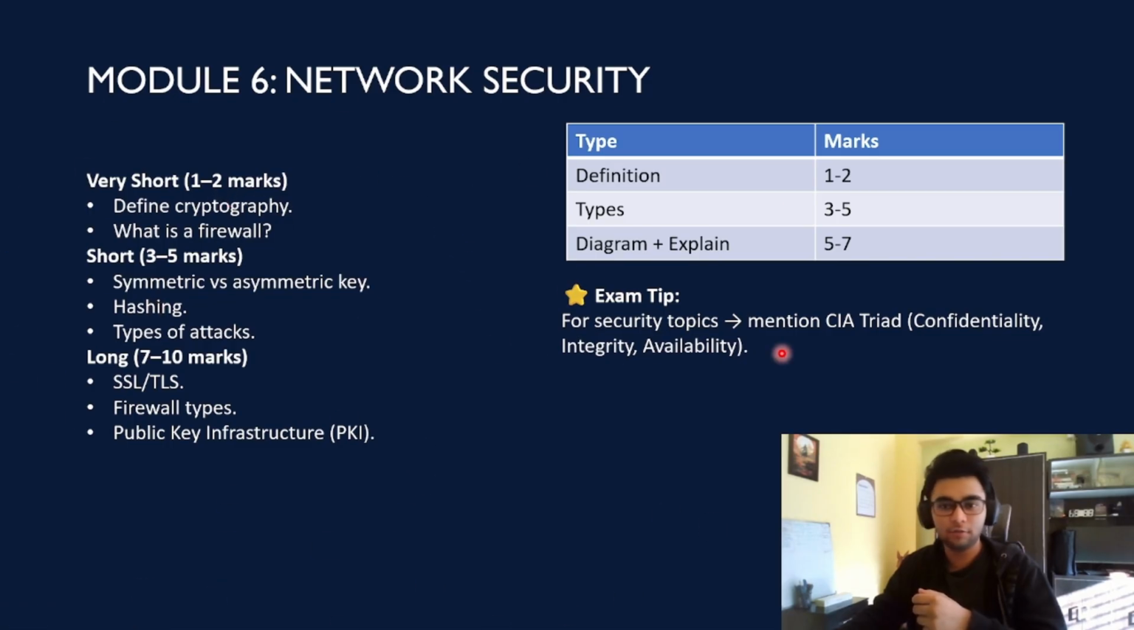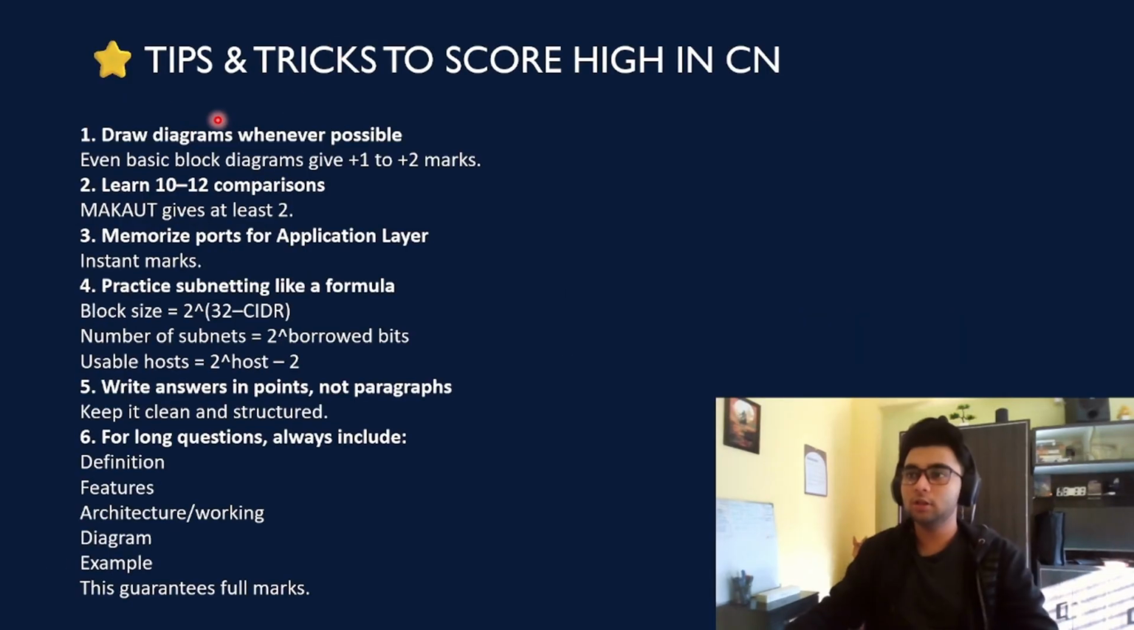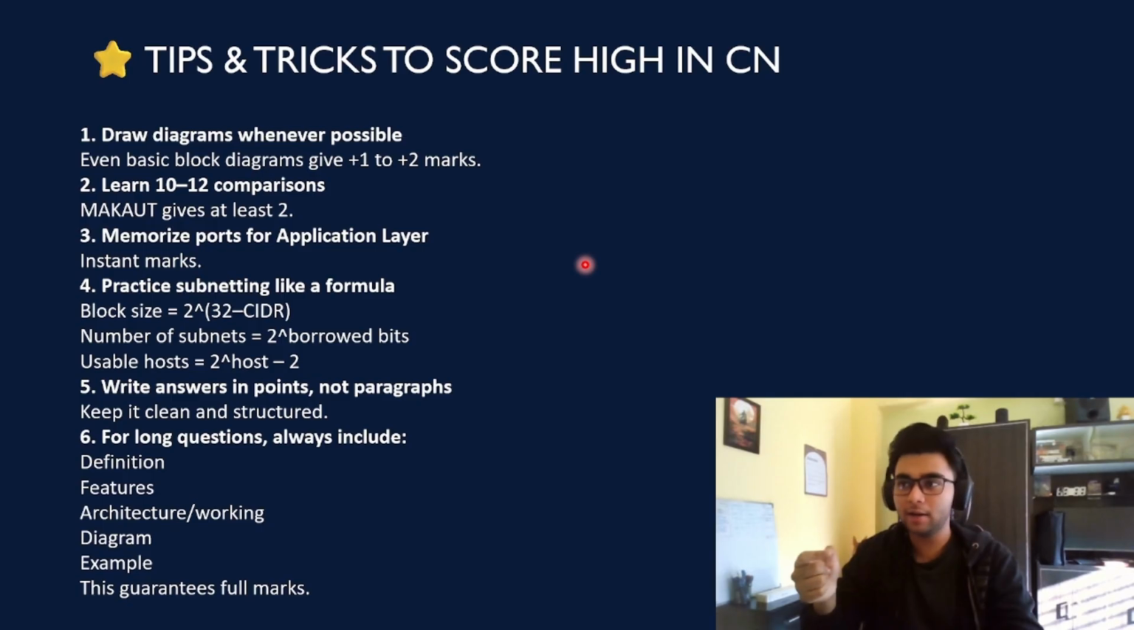You could take a screenshot of all of them. Now, tips and tricks to score high in computer networks. First tip is always draw diagrams whenever possible. Even a basic building block diagram could give you up to 1 to 2 extra marks. So suppose you get a question that you are not able to answer, but you just know the basics of it. Draw a diagram. It will give you extra marks.